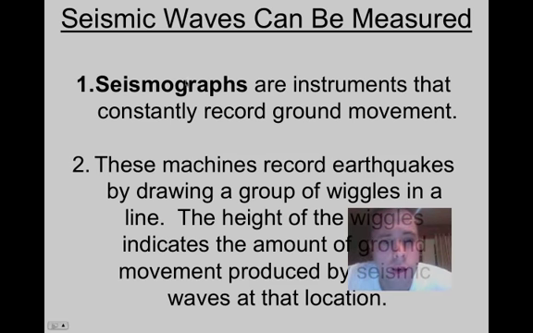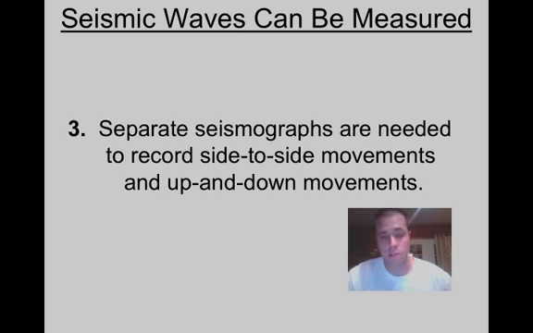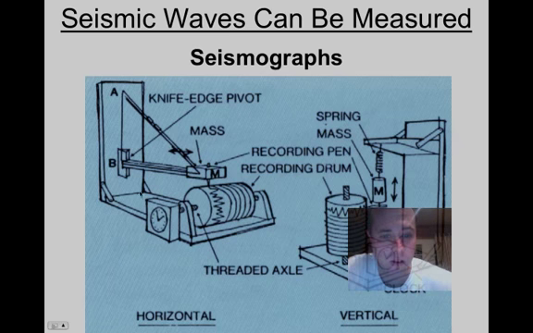So seismic waves can be measured. We measure them with seismographs. They're always recording ground movement. These machines record the earthquakes by drawing groups of wiggles, sort of like the heart monitor machine at the hospital that you might be familiar with from seeing on TV. The height of the wiggles indicates the amount of ground movement produced by the seismic wave at that location. The wave is probably dissipated by the time it gets to a location. We use separate seismographs to record side-to-side movements and up and down movements. This one here is going to record side-to-side movements. This one, up and down movements.